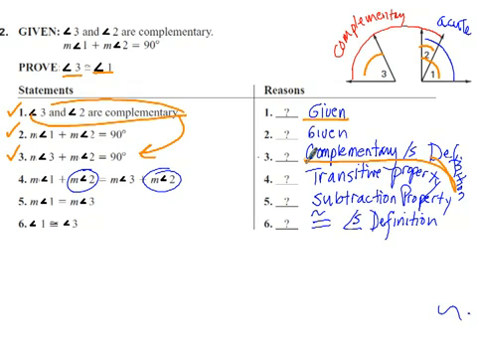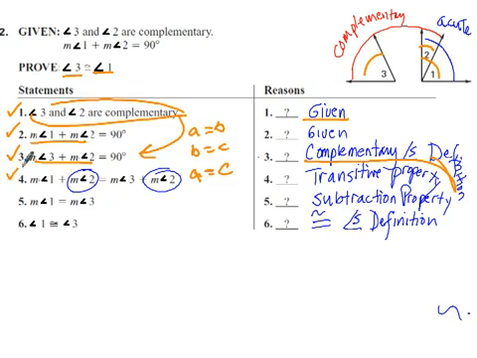Going on to step 4, so we've got A is equal to B, we've got B is equal to C, and now we can say A is equal to C. And once again, we're having the transitive property, so we can say this is equal to this because they're both equal to 90 degrees. So the transitive property.